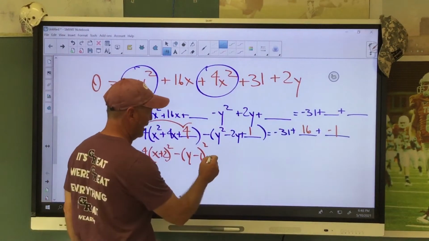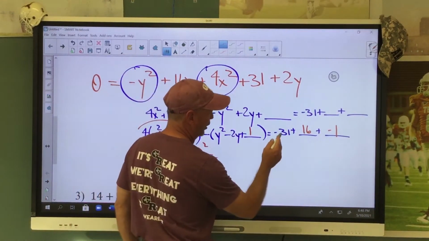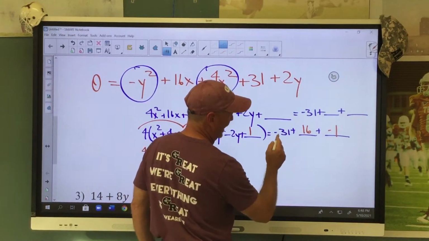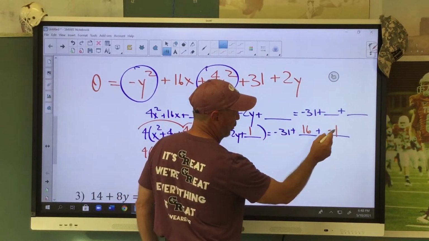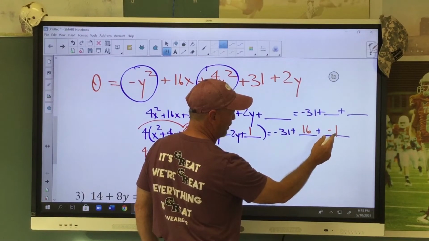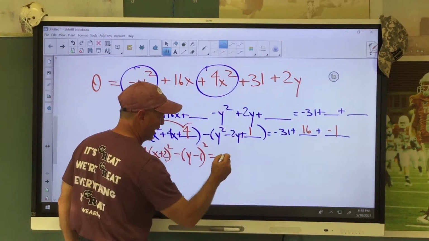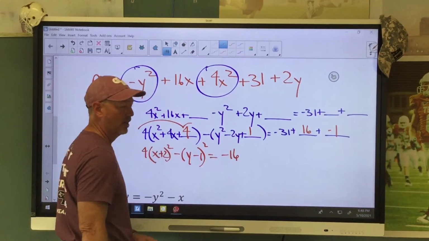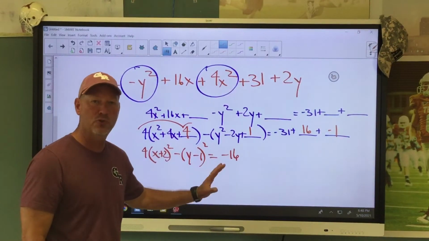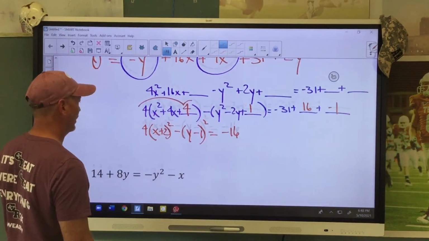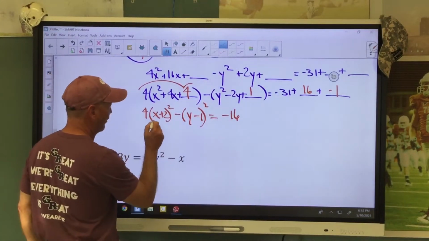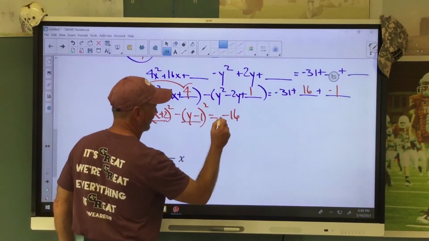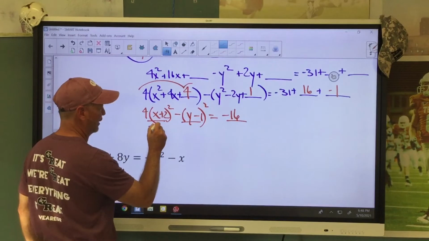Okay? Equals negative 31, and a negative 1 is a negative 32, plus 16 is a negative 16. Don't panic. If this happens, do not panic. You're going to divide everybody by negative 16.